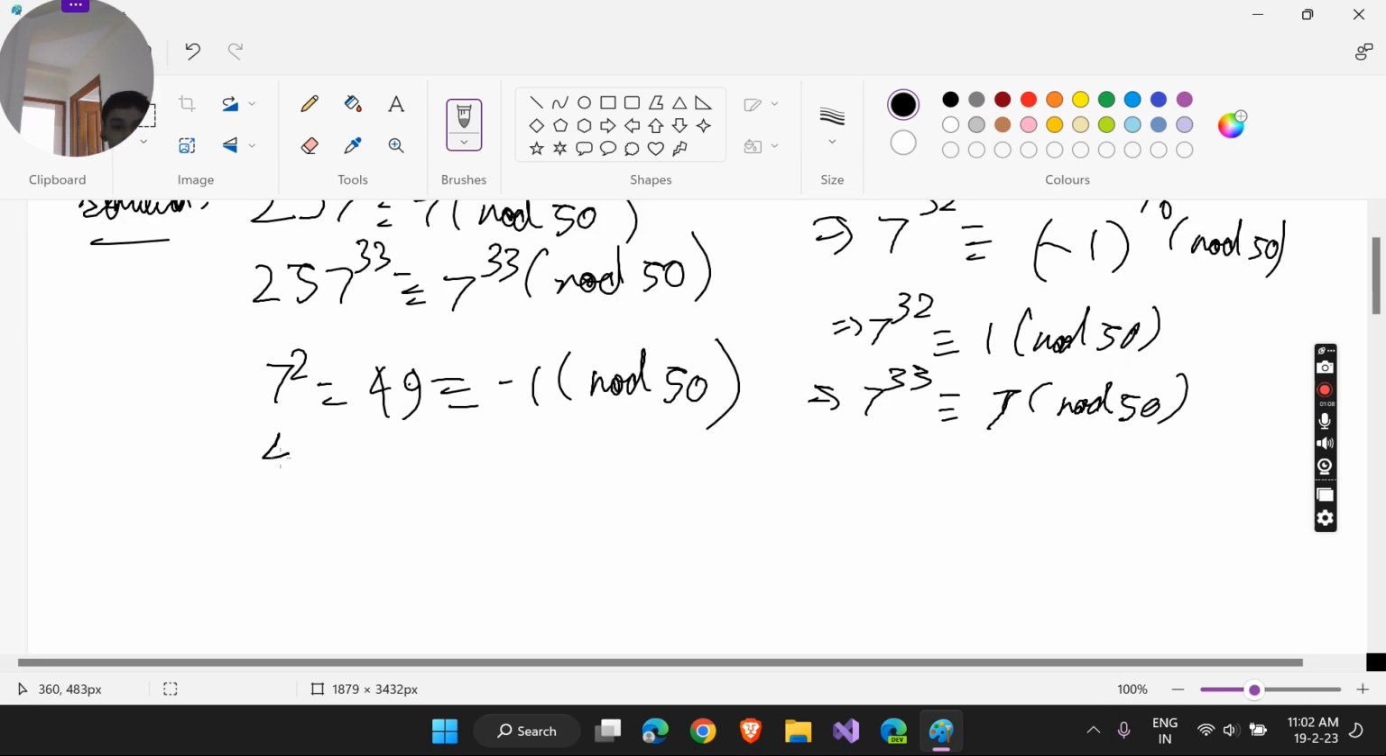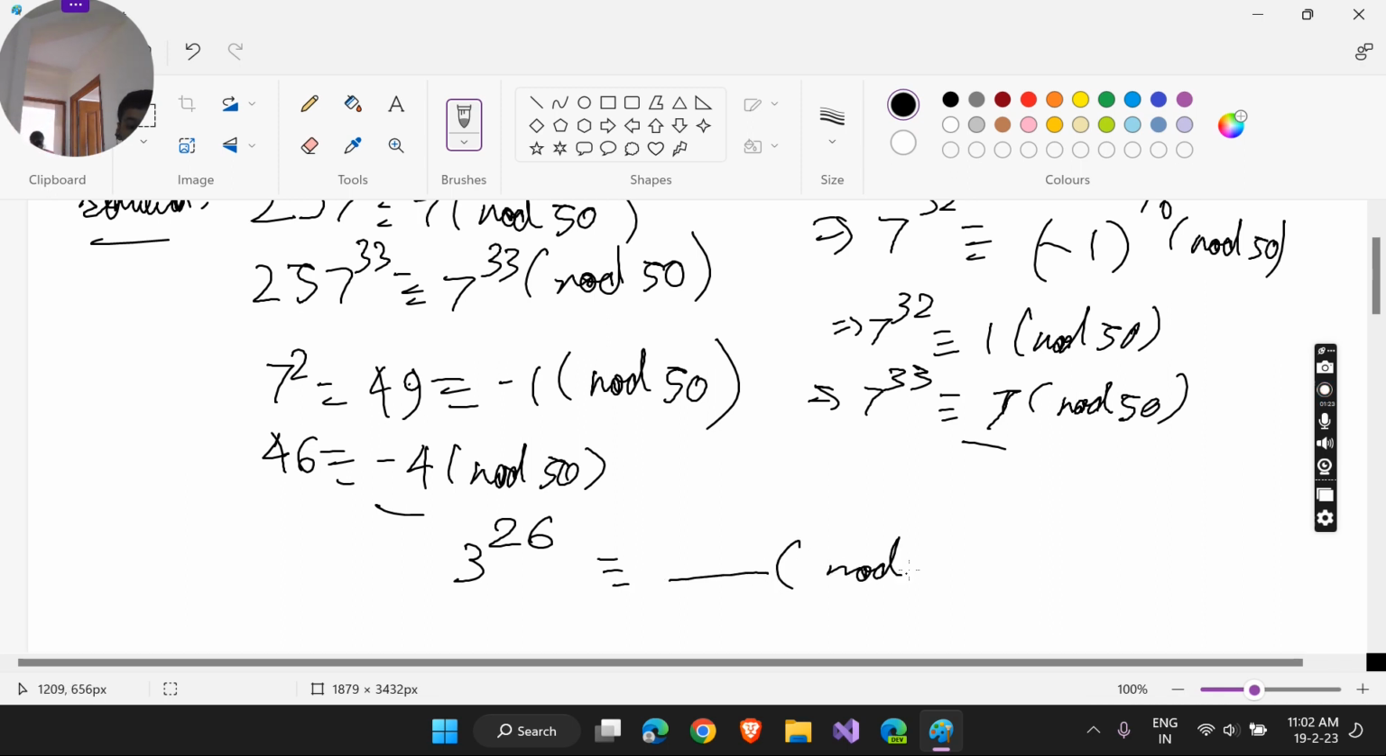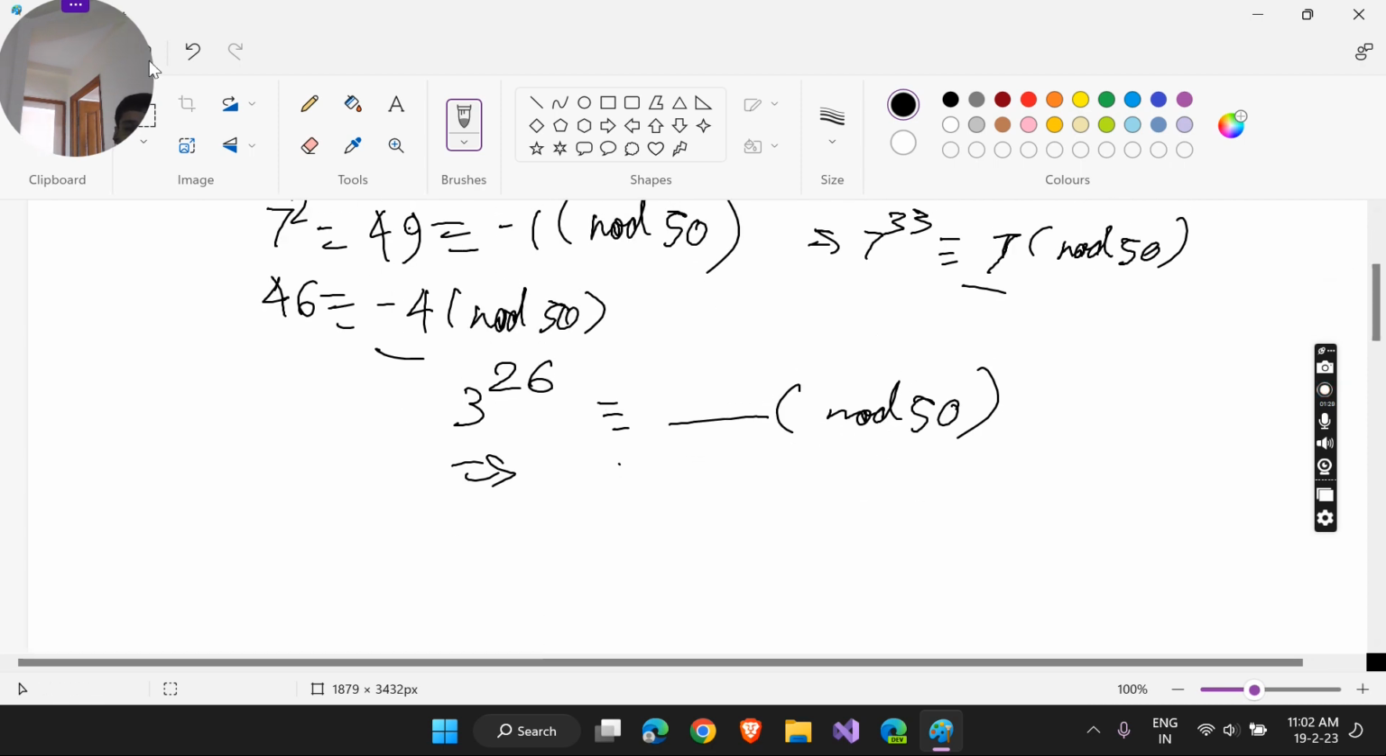Now let us find out. Now 46, as you know, is congruent to minus 4 mod 50. We simply add these remainders, minus 4 and 7. So this gives us 3. So we are just left with finding 3 power 26 is congruent to what mod 50. Now we take the Euler's Totient function.